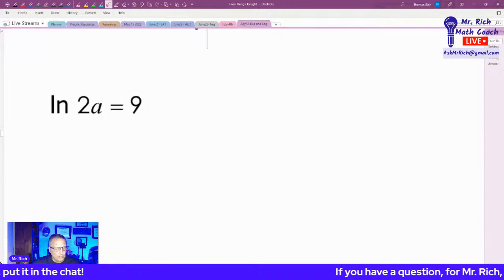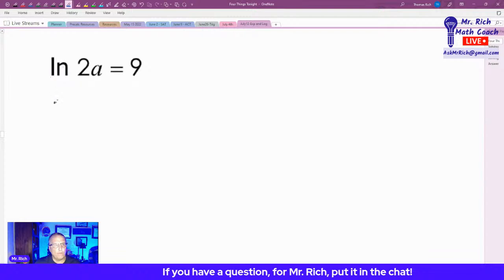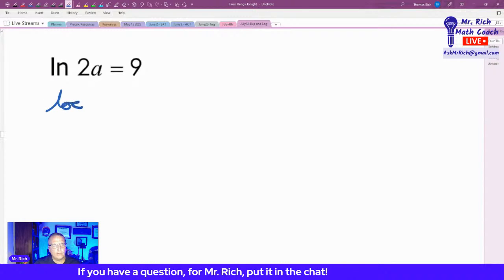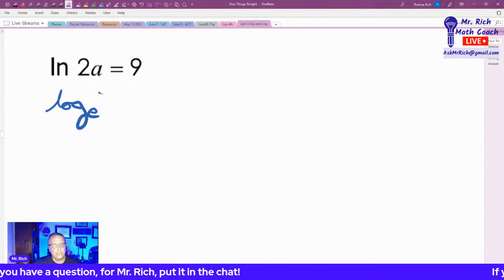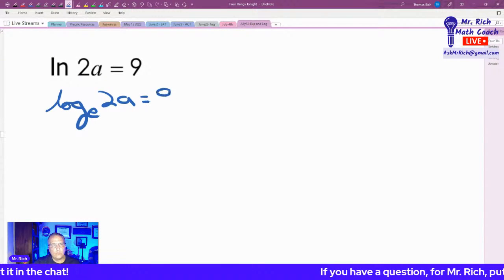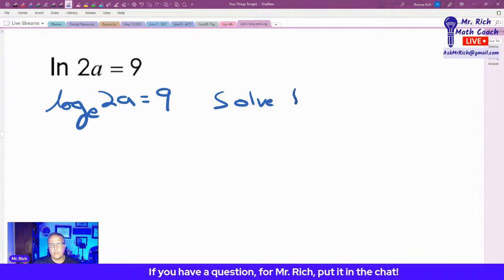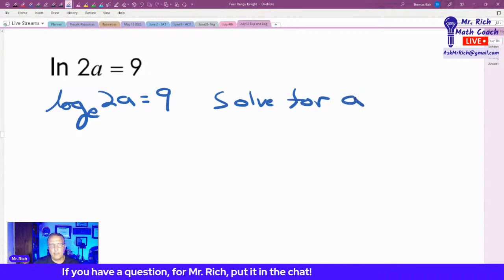Here is a natural log. Now, ln is just a shorthand for log base e. Right, so this is log base e of 2a equals 9. And obviously our objective here is to solve for the variable a.